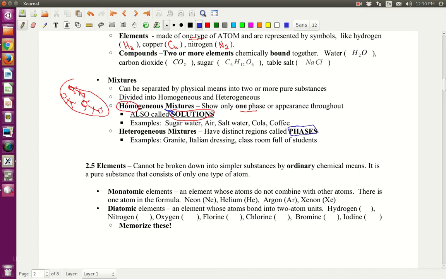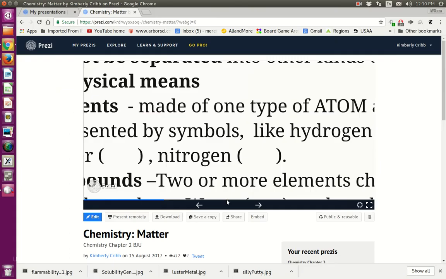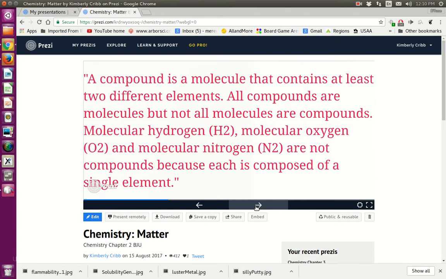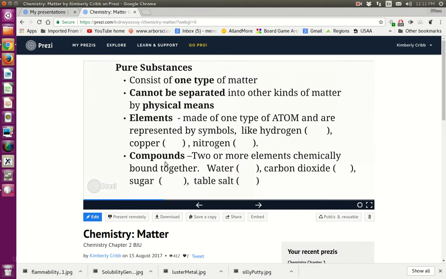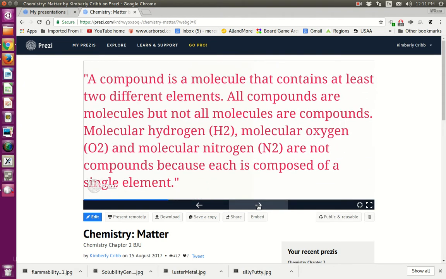I'm going to go back to the Prezi for a moment because I have a few pictures that show you that. Now let's look at this. A compound is a molecule that contains at least 2 different elements, and so pure substances can be elements or compounds. See, elements or compounds. And so a compound has 2 different elements, and then molecules have only one type of element. So that's something that kind of gets people confused, but I'm not going to worry about it too much.